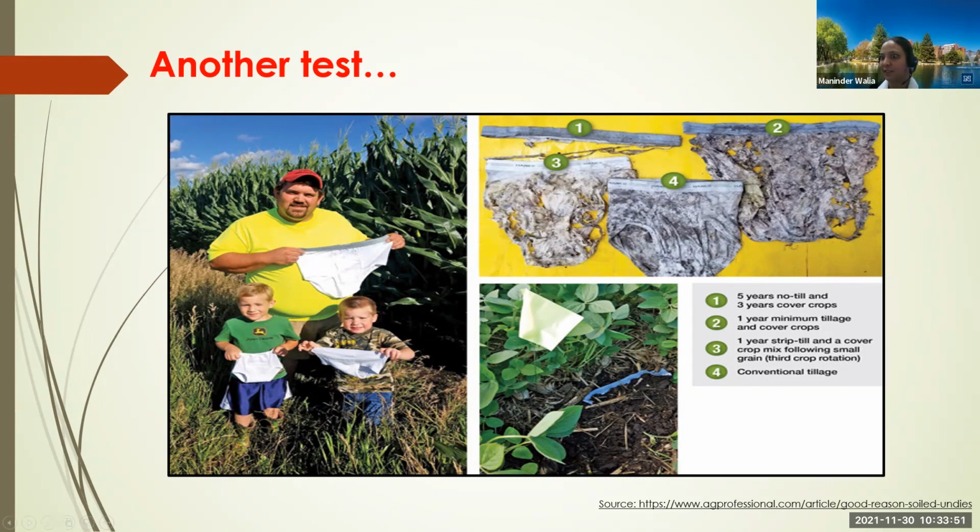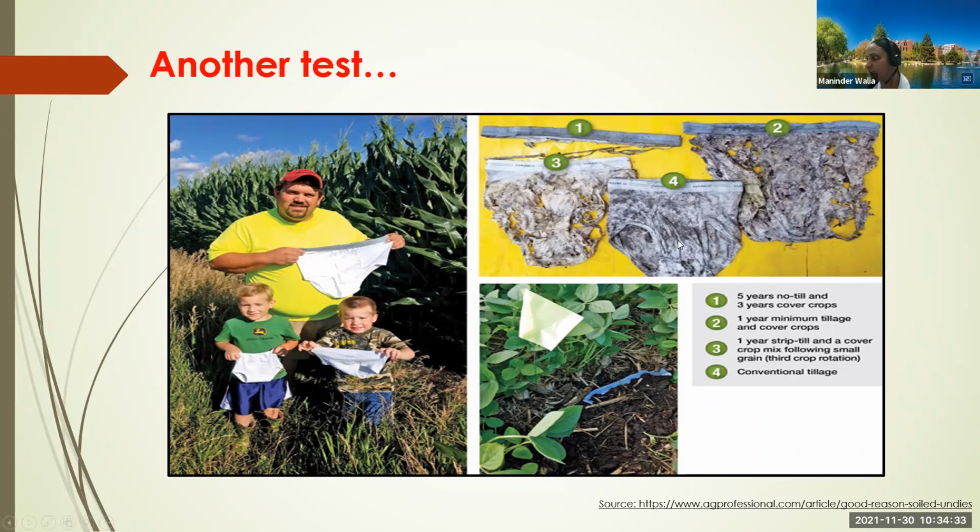USDA, NRCS, and other groups have encouraged this practice so farmers can get a real feel for microbial activity in the fields. On the right, you can see these garments were laid down into the field, four different fields. In the first one, you can see most of the garment is taken up by the microbial activity, by the soil microbes, because this field was under 5 years of no tillage and 3 years of cover crops. So that maximized the microbial activity, and you can see how much it is chewed.